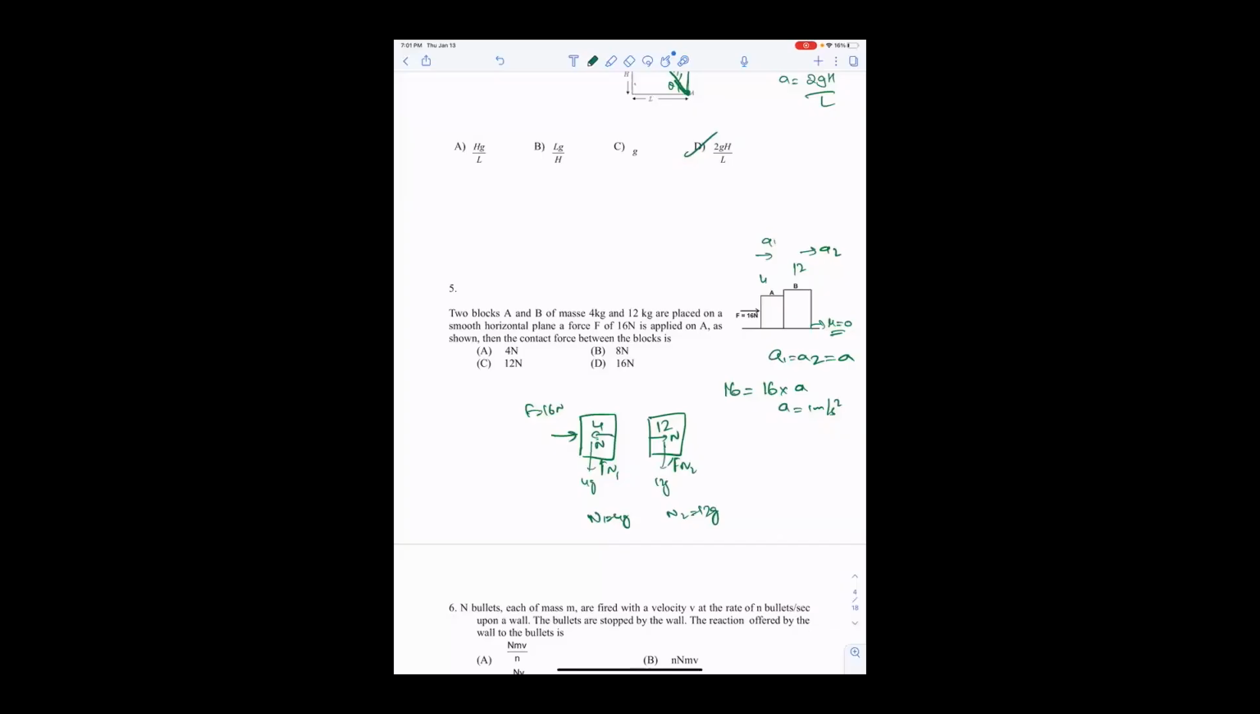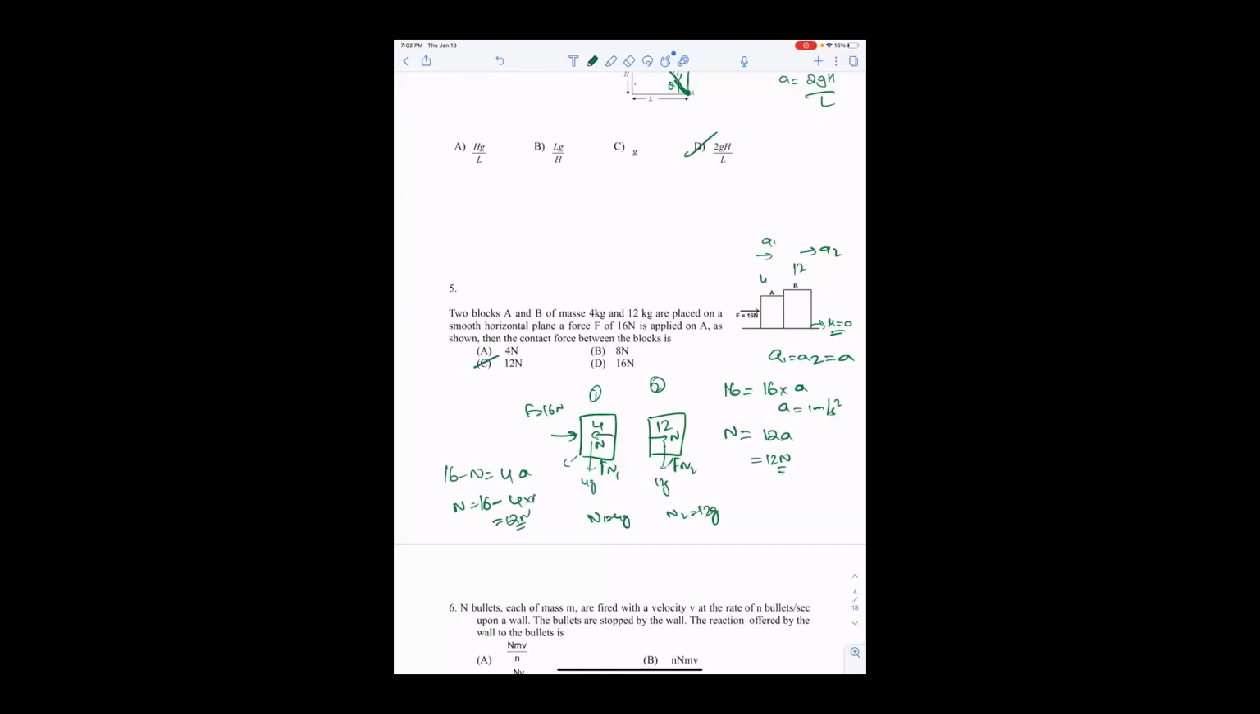Now friction in this case is 0. They're asking you what is the normal force. Again, take either this block or this block. I'm taking the second block. So N is equal to 12 into acceleration, so 12 Newton. Similarly, if you take this block, 16 minus N is 4 into acceleration. So N is equal to 16 minus 4 into acceleration, which is 12 Newton. So in both cases we got the same N. So 12 Newton is the answer.